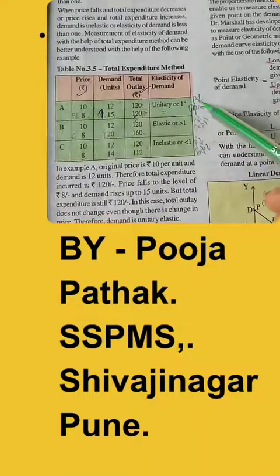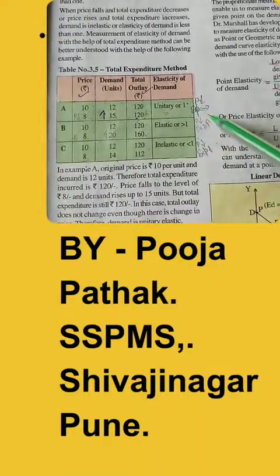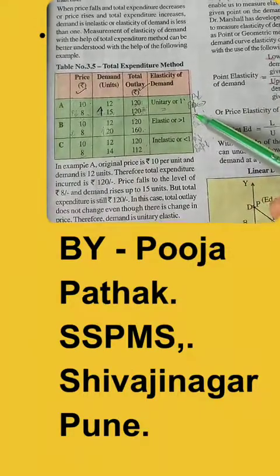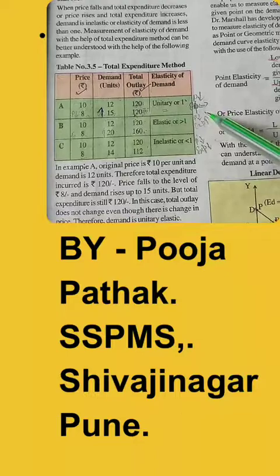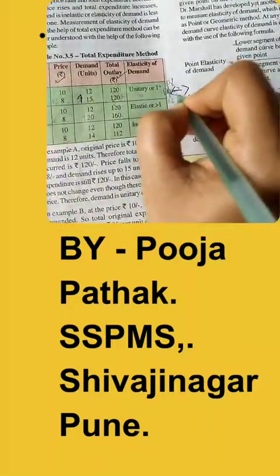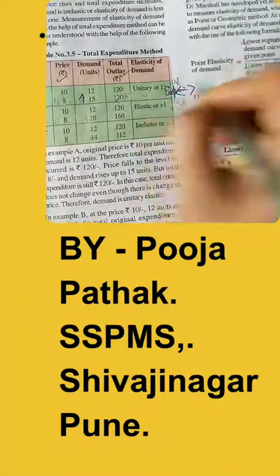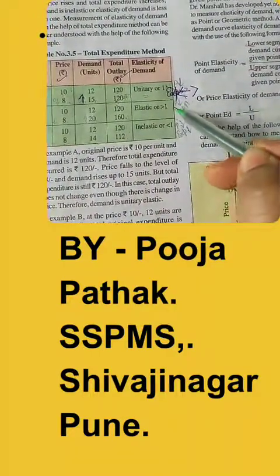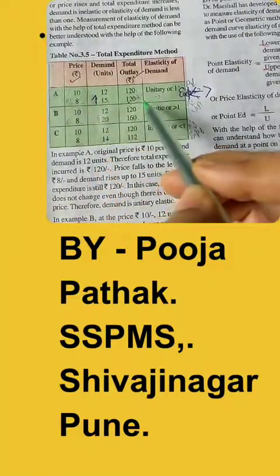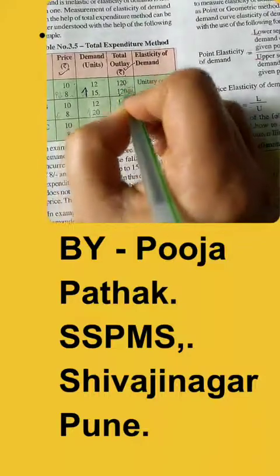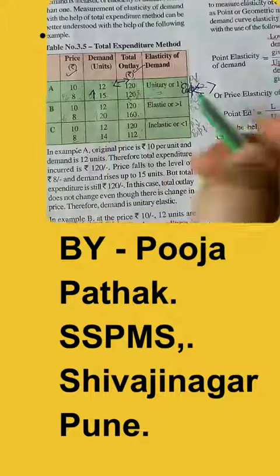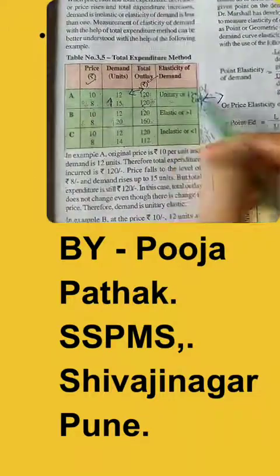So you have to compare the price and total expenditure, whether there is a fall or rise in the price, expenditure remains constant. I am using this sign, I have told you before also, to indicate the expenditure, to indicate the constant sign. So in this example, price falls, the expenditure is constant. So that type of elasticity is called unitary elastic demand.